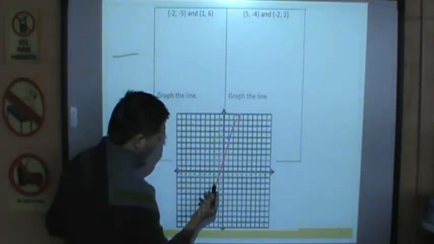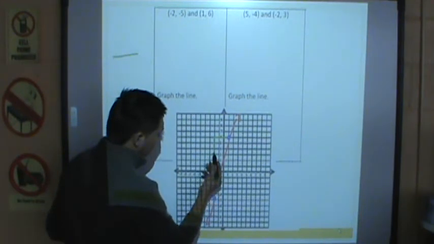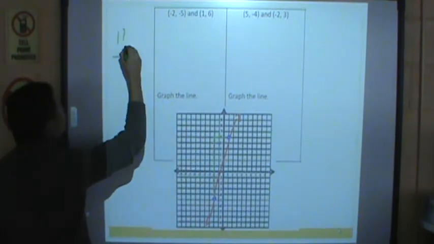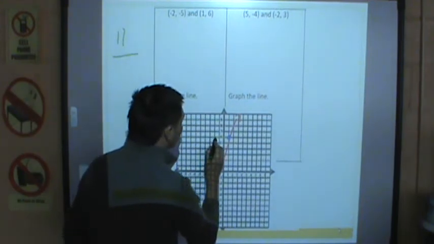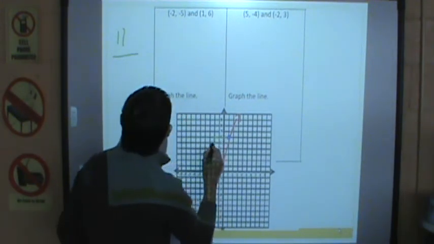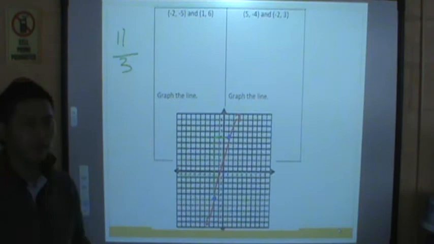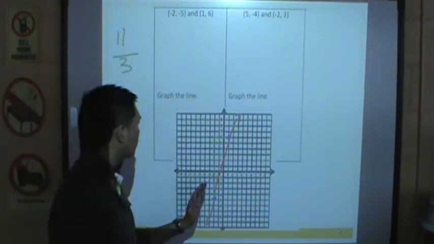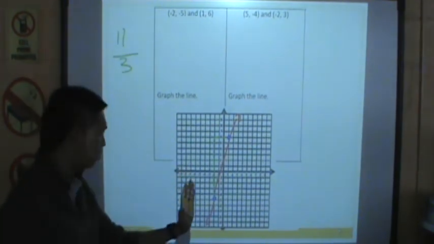1, 2, 3, 4, 5, 6, 7, 8, 9, 10, 11. And then how many run? 1, 2, 3. So my slope is 11/3. It is positive because I went to the right. Again, you always go up from the bottom.